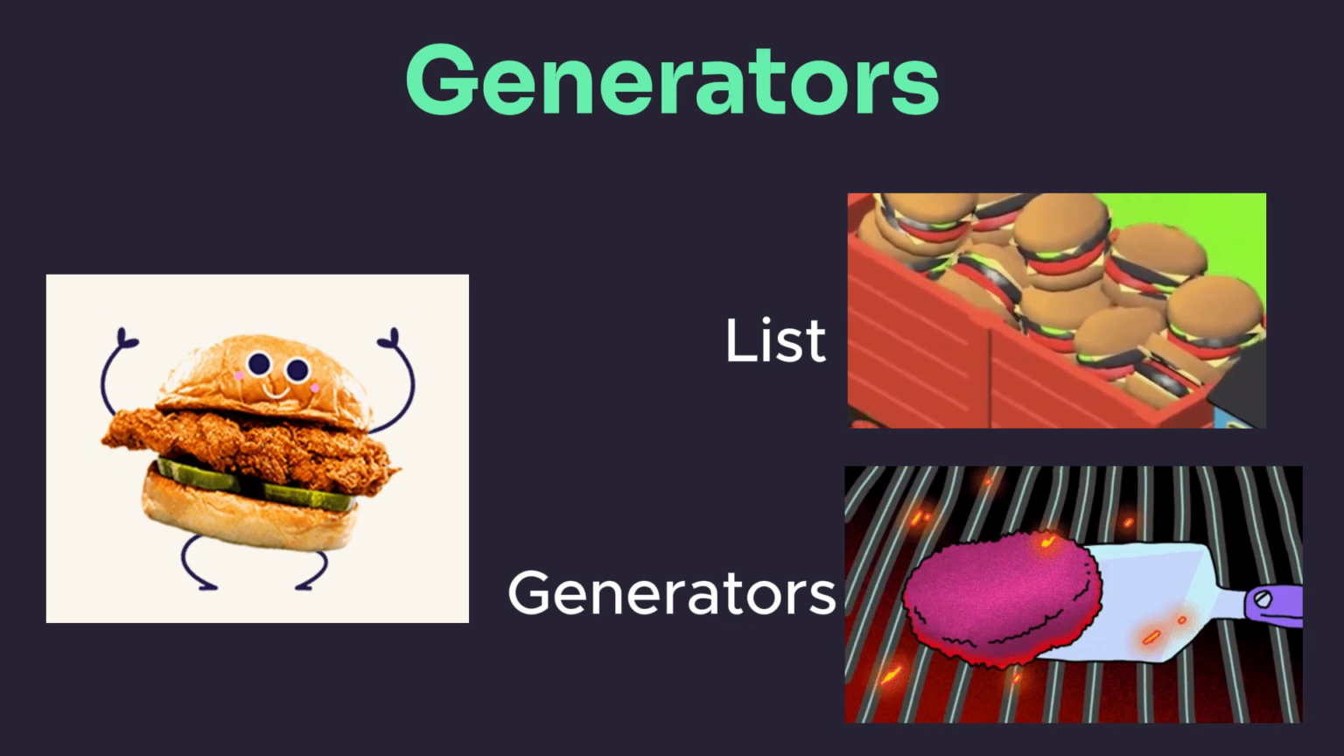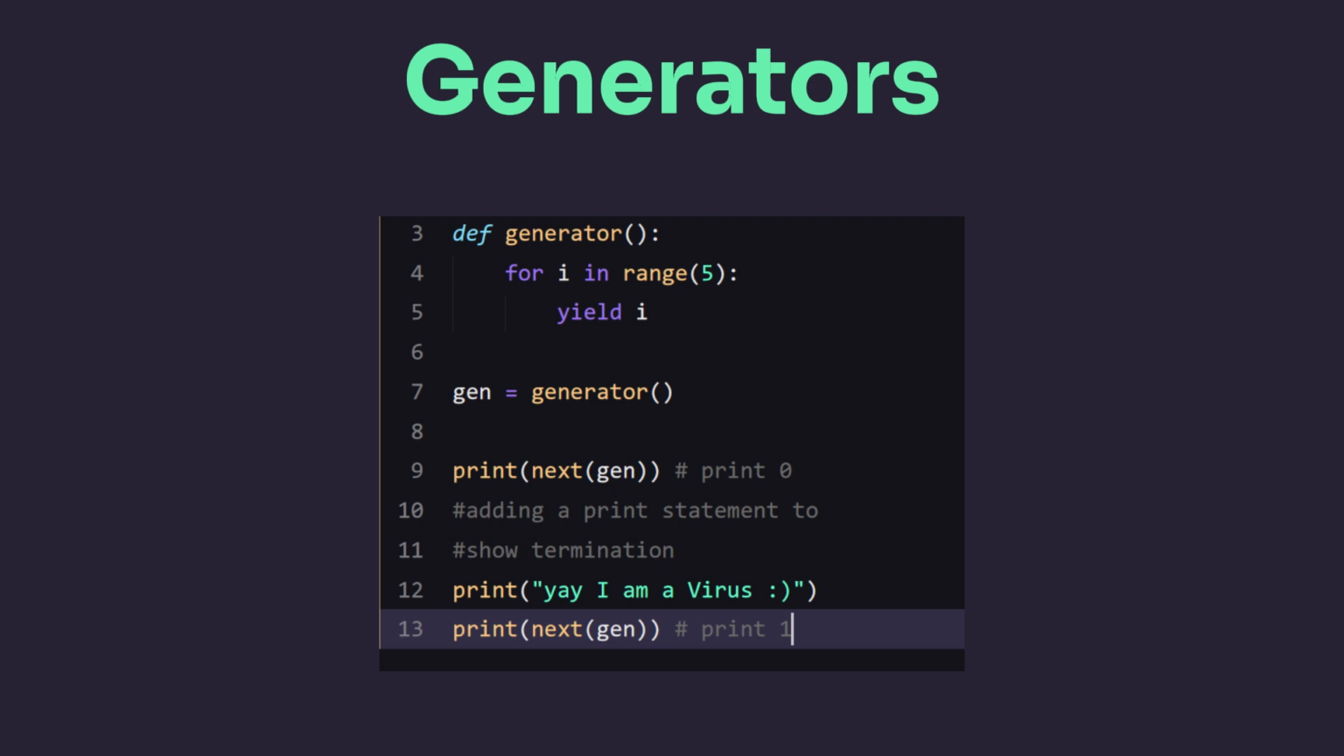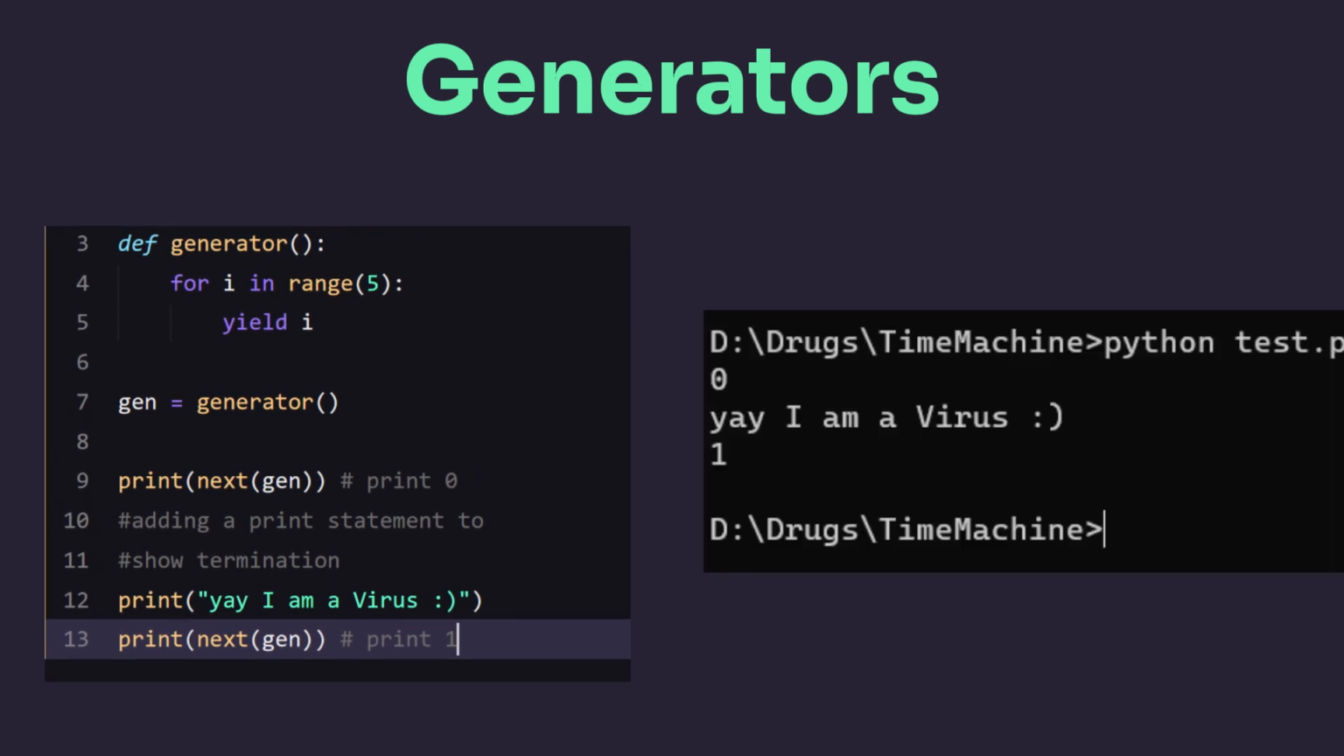To create a generator, we need to understand the keyword yield. Here's a simple example. The yield keyword returns a generator and suspends the execution of the function until the next value is requested. When we iterate over this generator, it returns the values one by one.